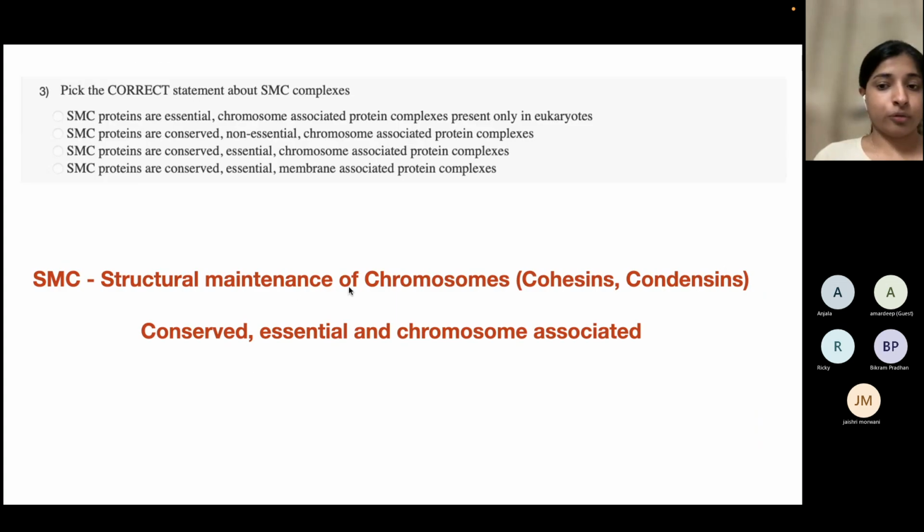So the structural maintenance of chromosomes proteins are conserved across various species. In fact, they do not even undergo mutation that easily. They are highly conserved from a small organism to a higher organism. And even single base pair changes are very rarely observed in these proteins. They are essential, of course. If they do not condense, you cannot even undergo mitosis or meiosis. So they are highly essential to the cell, and they are chromosome-associated protein complexes. The other option was membrane associated, and of course, these proteins, cohesins and condensins, are associated with the DNA.